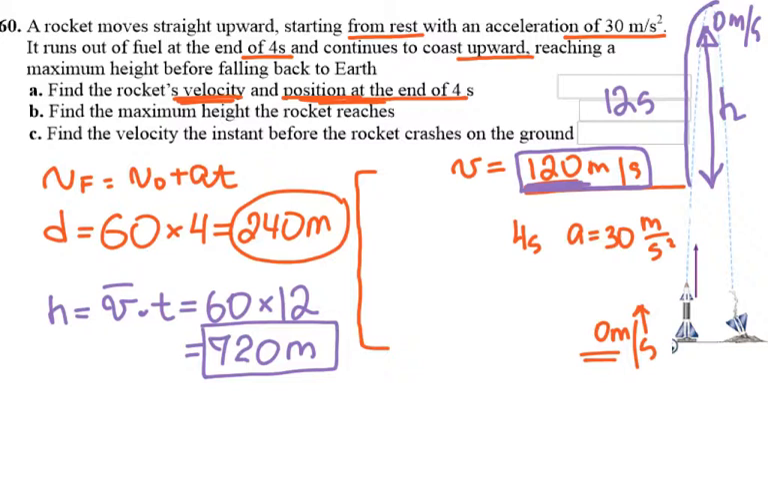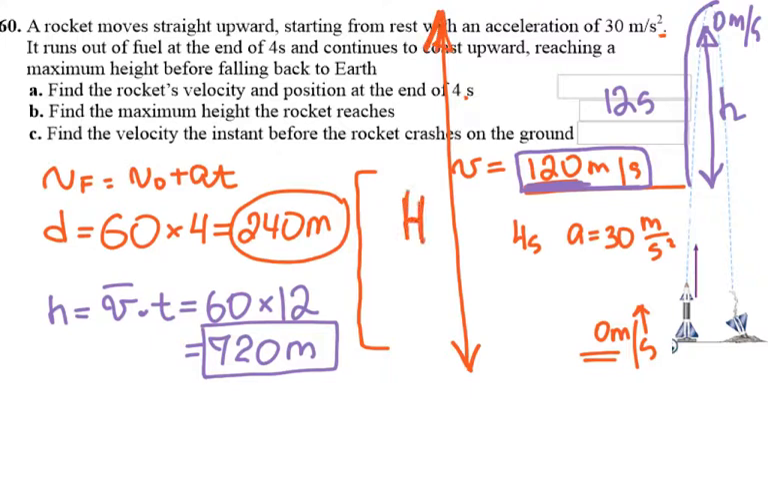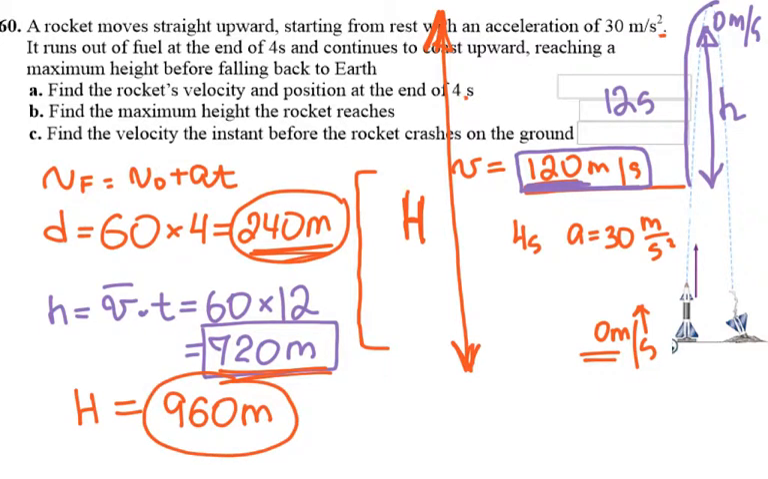Sorry for all this writing here. If I want to know the total distance that the rocket travels from the beginning until the end, I'm going to call it big H. That H is equal to the sum of these two numbers, which is 960 meters. So when they ask to what height it went, for part A, you would have 120 meters per second and a distance traveled of 240 meters. For part B, the maximum height is 960 meters.